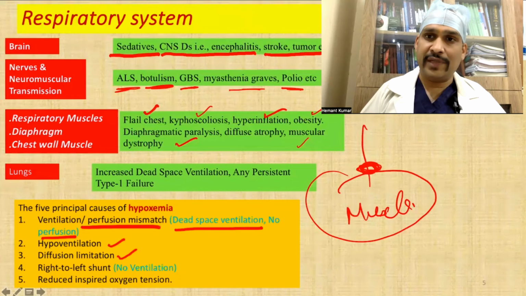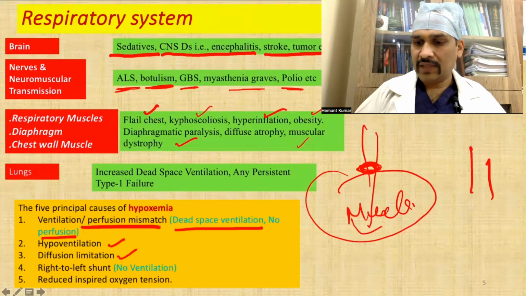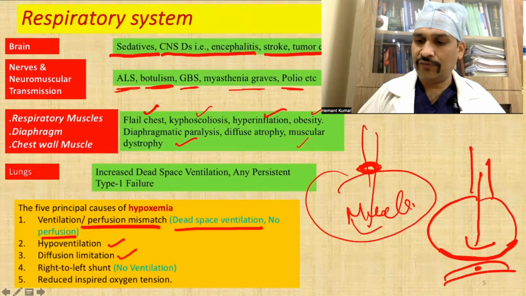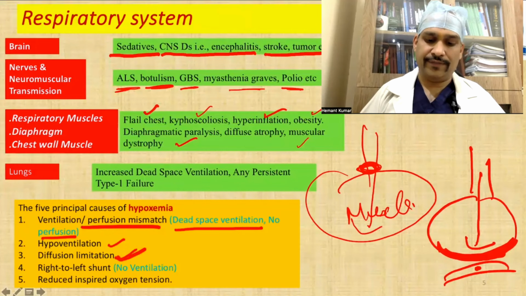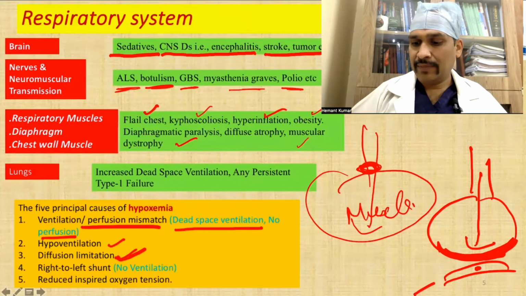Hypoventilation, and diffusion limitation, meaning air is coming up to the alveoli but not reaching the blood vessels. Why? Because there is thickening of the alveolar membrane. This is called diffusion limitation. Then right to left shunt, meaning blood is coming but not taking part in gas exchange, meaning the problem is here in the alveoli.